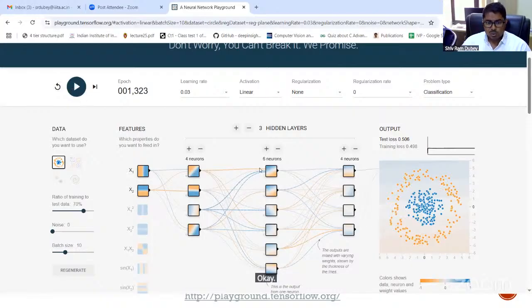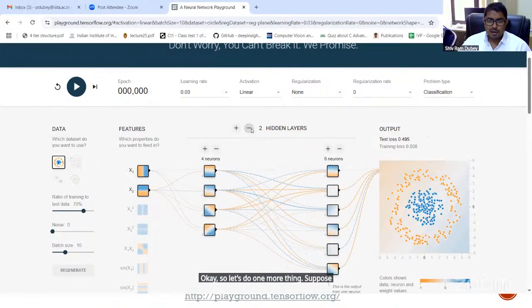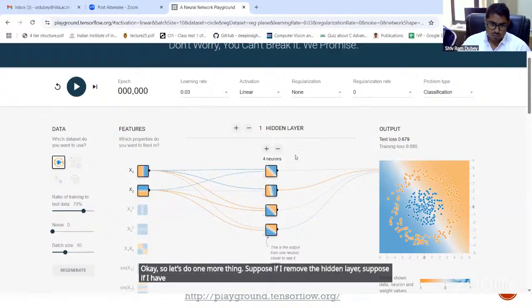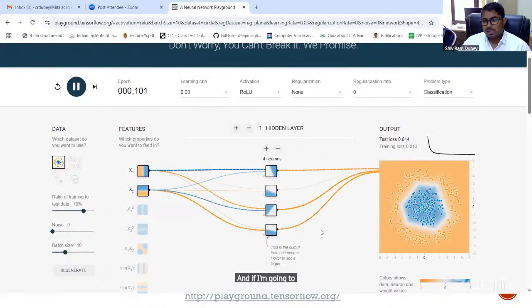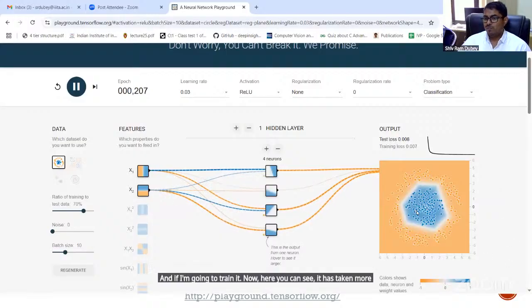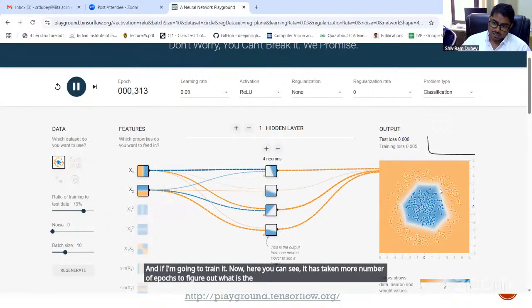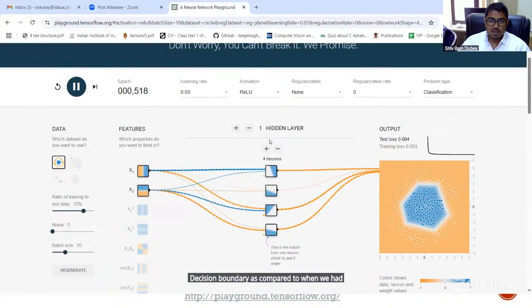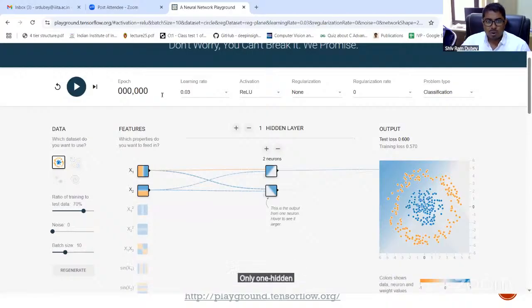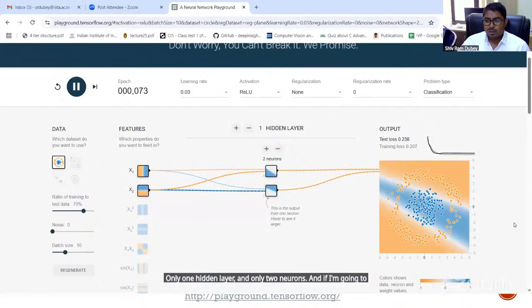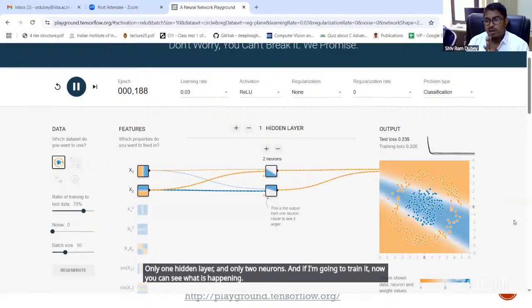Okay, so let's do one more thing. Suppose I have only one hidden layer with 4 neurons, and I use the ReLU activation function again and train it. Now here you can see it has taken more epochs to figure out the decision boundary as compared to when we had more neurons. Now let's reduce the number of neurons also: only one hidden layer and only 2 neurons. If I train it, now you can see what is happening. This is very interesting, right?